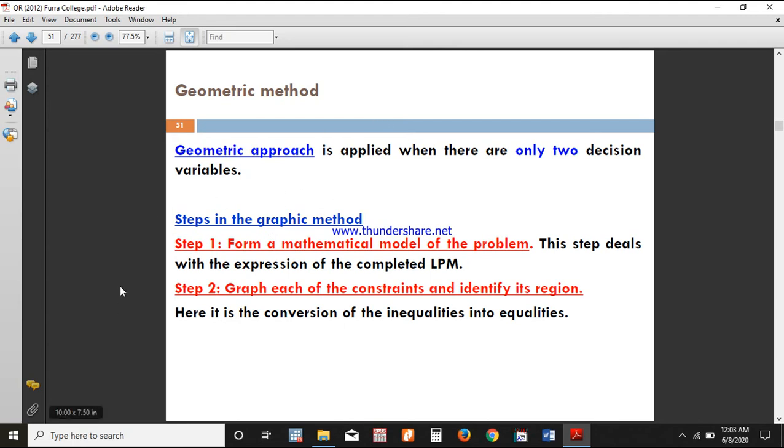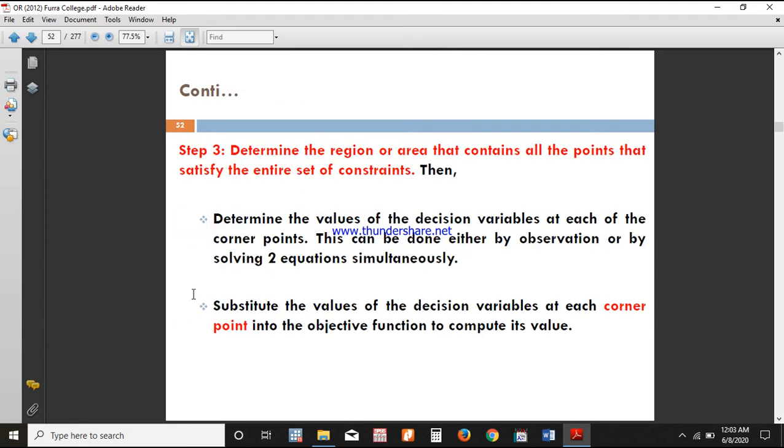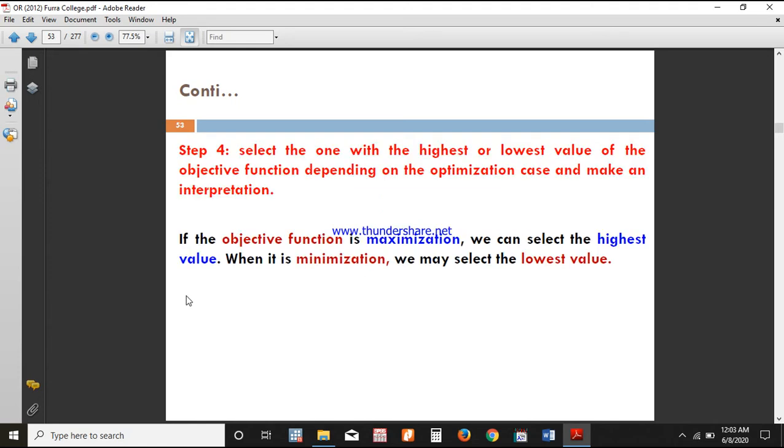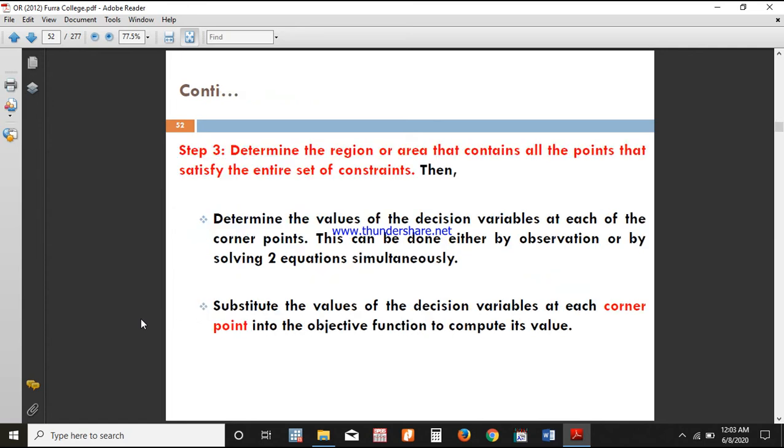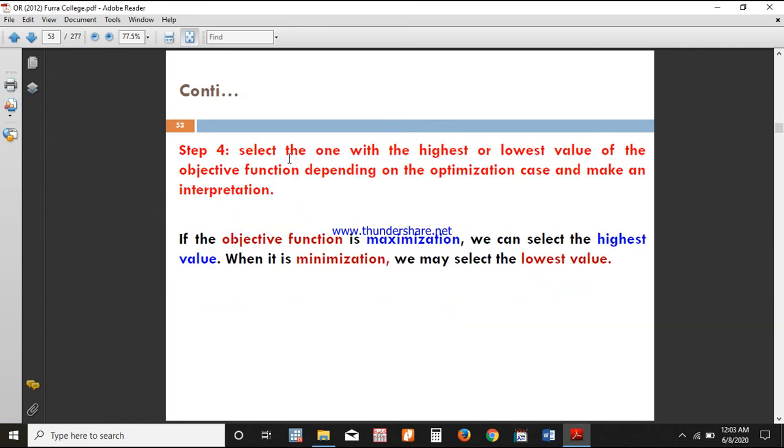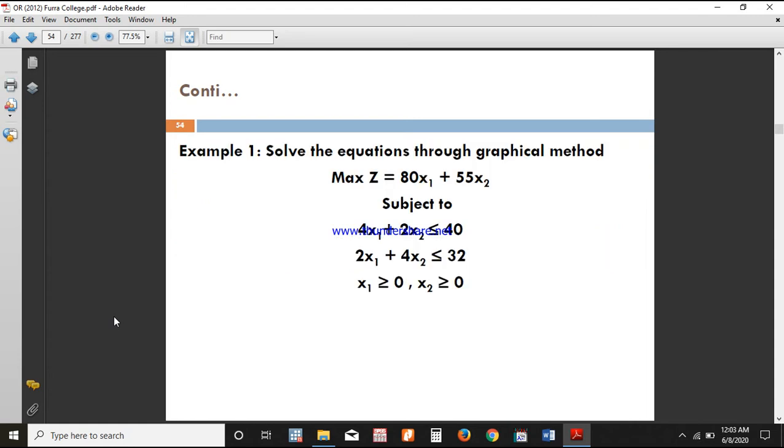Therefore, when we come to the graphical method, there are 4 steps that you should bear in mind in order to provide a solution set for a formulated LPM. The first one is form a mathematical model, and the second one is graph each constraint, identify its region, determine the feasible region, and select the one with the highest or lowest value of the objective function depending on the objective, that is maximization or minimization.